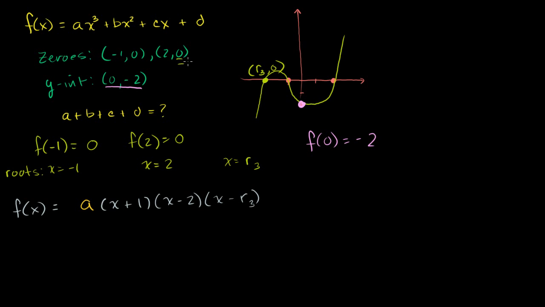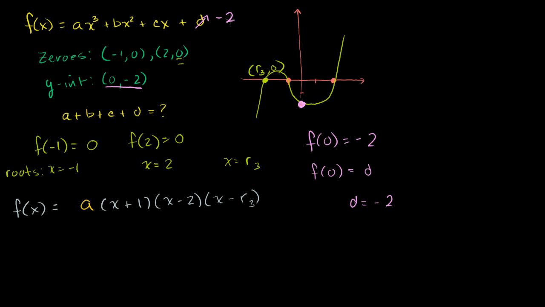They're telling us that f of 0 is equal to minus 2. Well, what's f of 0? If you put 0 in here, this term becomes 0, this term becomes 0, that term becomes 0. You're just left with the d. So f of 0 is equal to d, or we could say that d must be equal to minus 2. So we solved at least one of the coefficients, the constant term. d is equal to minus 2.